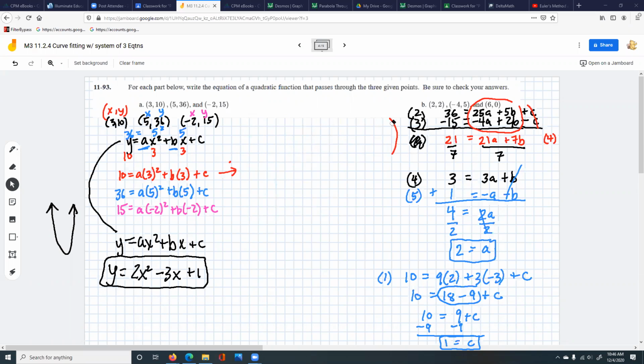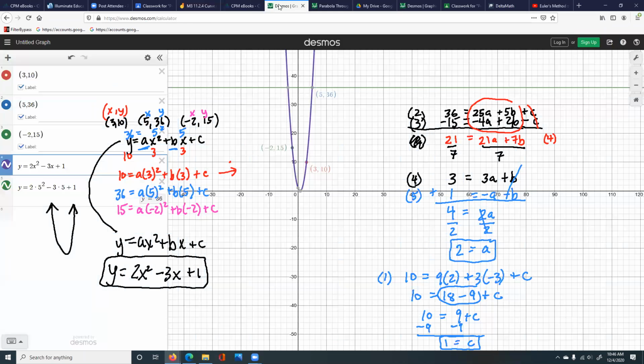Okay, let's see if we can look at the Desmos screen here. Let me go to Desmos. Okay. And is that the equation? Yeah, I typed in the equation right here, y equals 2x squared minus 3x plus 1. And then the purple, you can see the purple goes through all 3 points. So that's how you check your work.